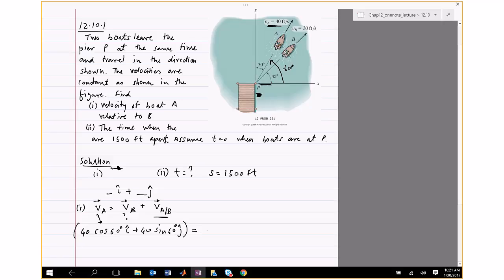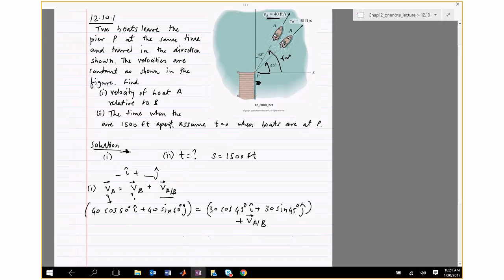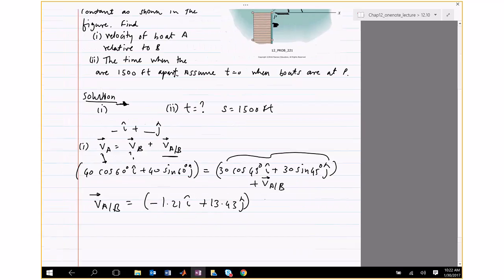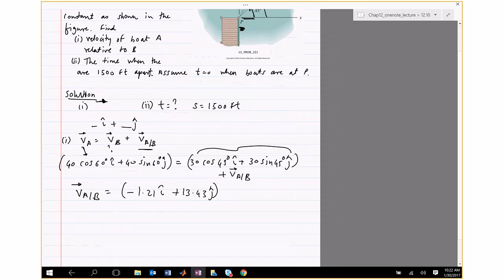equals velocity of B, which is 30 cosine, so this angle is 45 degrees, so 30 cosine 45 degrees i plus 30 sine 45 degrees j, plus VA with respect to B. So what we can do is move things around. We can move this part to the left and then solve for VA with respect to B. It comes out to be minus 1.21 i plus 30.43 j, and the units are feet per second.